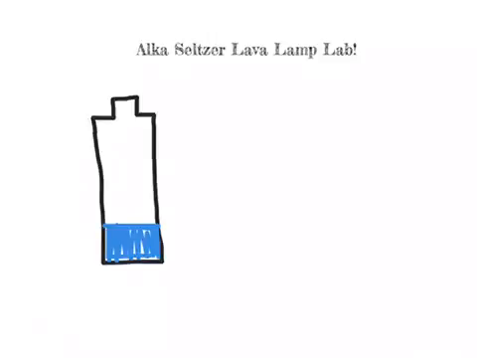Hello everyone. Today I'm going to be talking about the Alka-Seltzer Lava Lamp Lab and the science behind it. The things you need to create this experiment are water, food coloring, oil, and an Alka-Seltzer tablet.